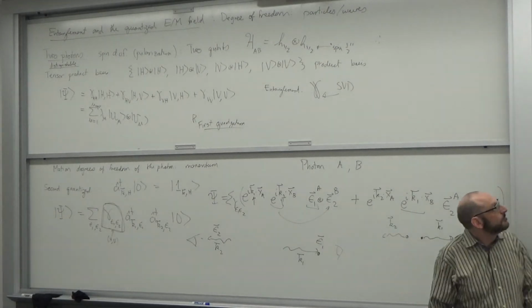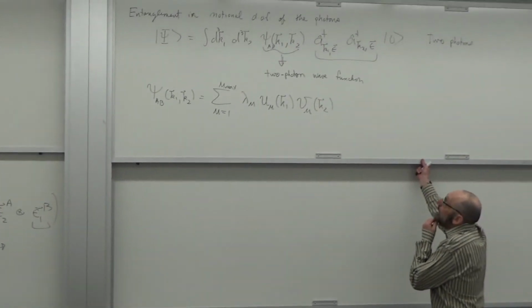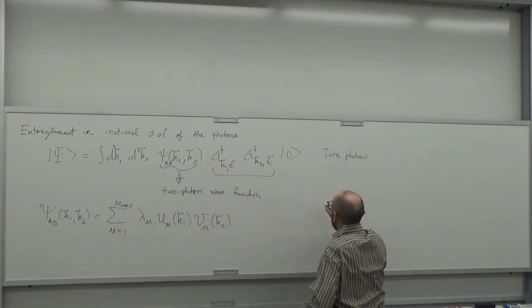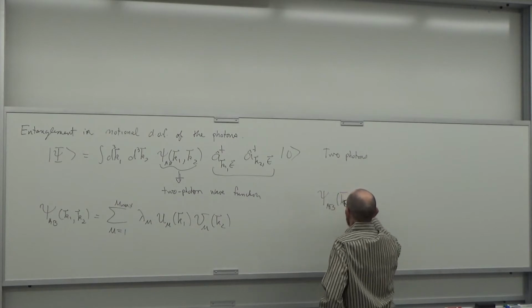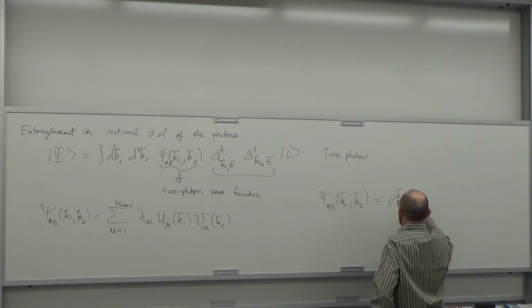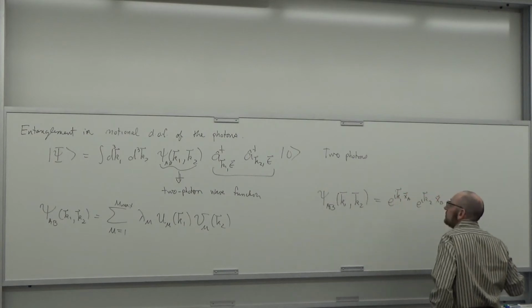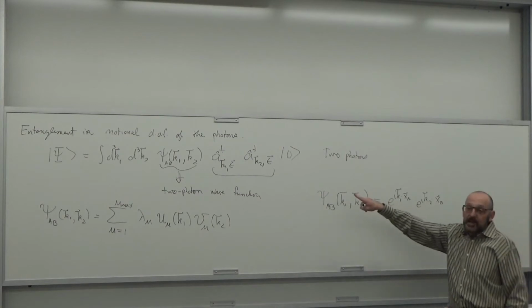But in this case, we have different modes. That's why we have the entanglement here. Well, it wouldn't be entanglement. So if this state, let's say I had this state, that's a product state. That would be no entanglement.